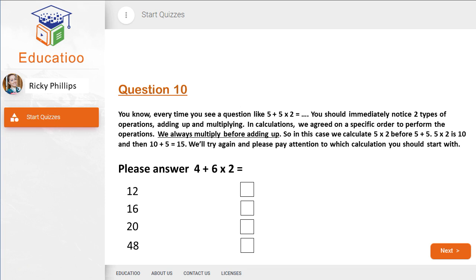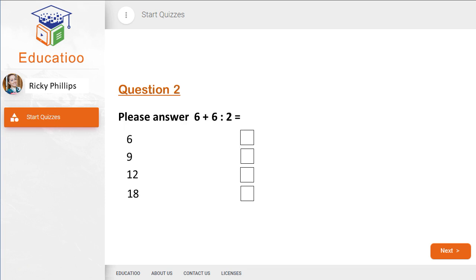This time Ricky got it. She multiplied 6 times 2 to get 12, and then added 4, so in the end she clicked on 16 as the correct answer. You guessed it, now she was taken back to the right track, question number 2.